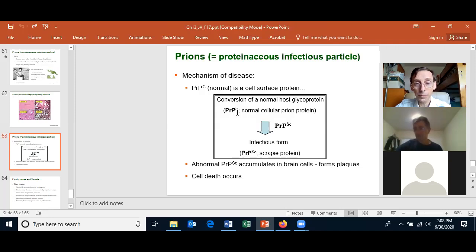That's how the prion protein replicates. It is the same amino acid as the normal protein in the cell. It's just a different folding pattern. And of course, it's lethal. The patient will eventually die.